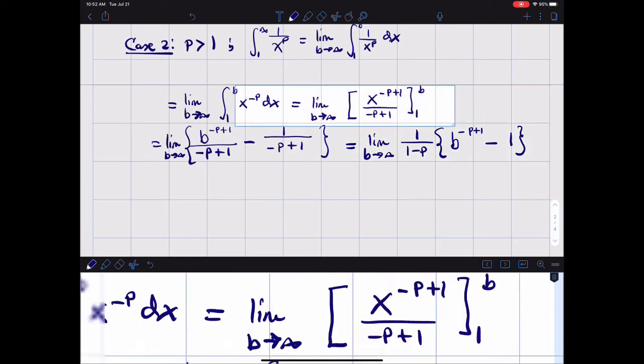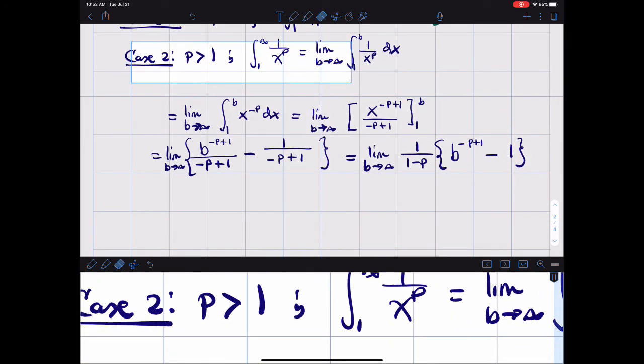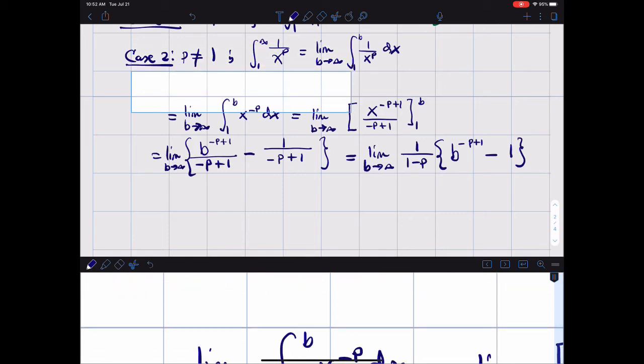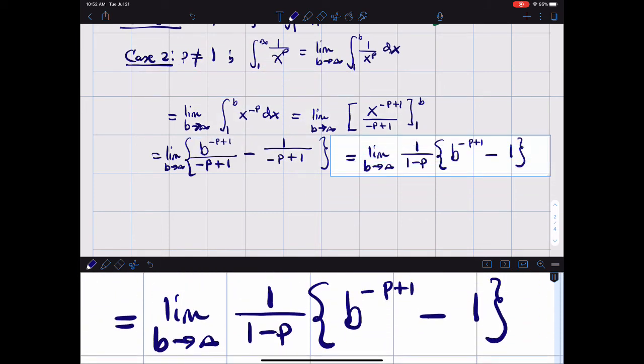Okay? So how about this? I'm going to write this as case p is not equal to 1, because this applies to every case when p is not equal to 1. So this is the limit. This is the value of our integral when p is not equal to 1.